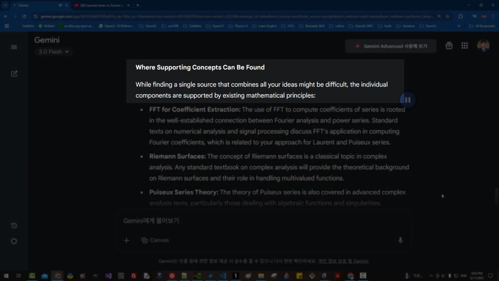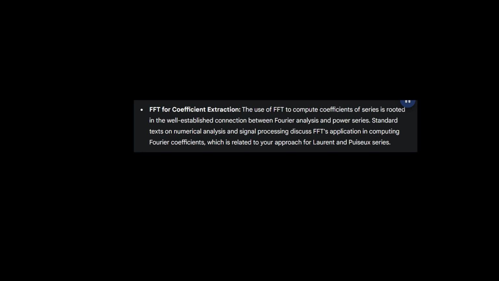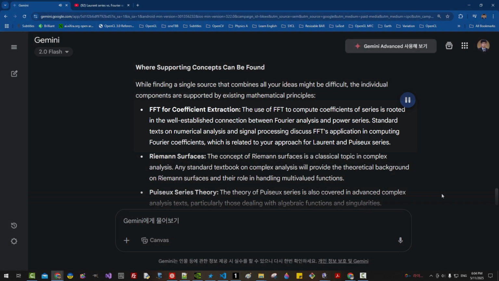Where supporting concepts can be found. While finding a single source that combines all your ideas might be difficult, the individual components are supported by existing mathematical principles. FFT for coefficient extraction. The use of FFT to compute coefficients of series is rooted in the well-established connection between Fourier analysis and power series. Standard texts on numerical analysis and signal processing discuss FFT's application in computing Fourier coefficients, which is related to your approach for Laurent and Puiseux series.